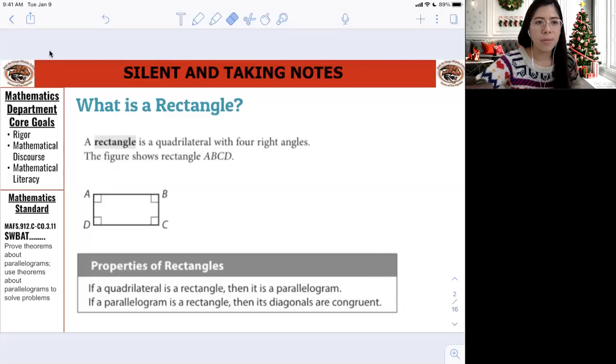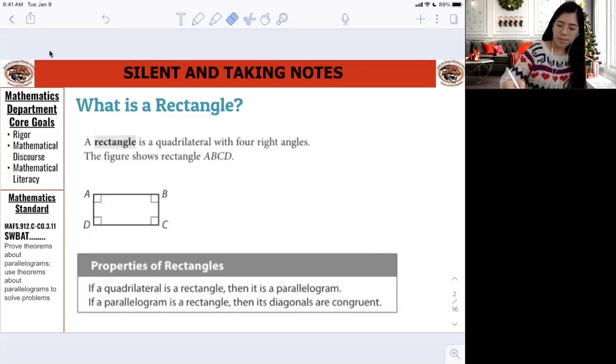So we're going to go ahead and start with rectangles. And what exactly is a rectangle? Can I have a volunteer read our definition?